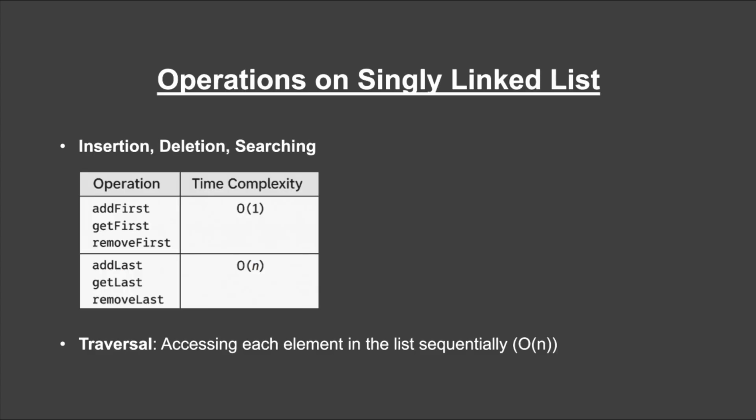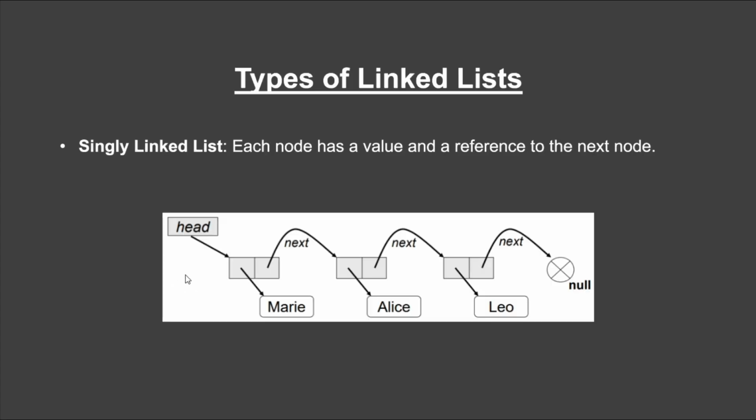So what are the operations we can do on linked lists? For the operations on singly linked lists, we basically have insertion, deletion and searching, either at the beginning of the list, at the end of the list, or at a specific index. All operations at the beginning of the list have a time complexity of O(1), because for example, if we want to add an element at the beginning of the list, we just have to insert it at the beginning of the list and change the pointer of the head to the new node.